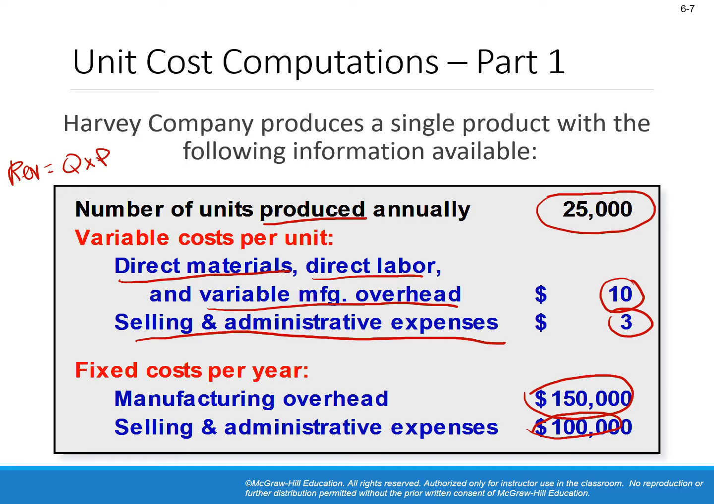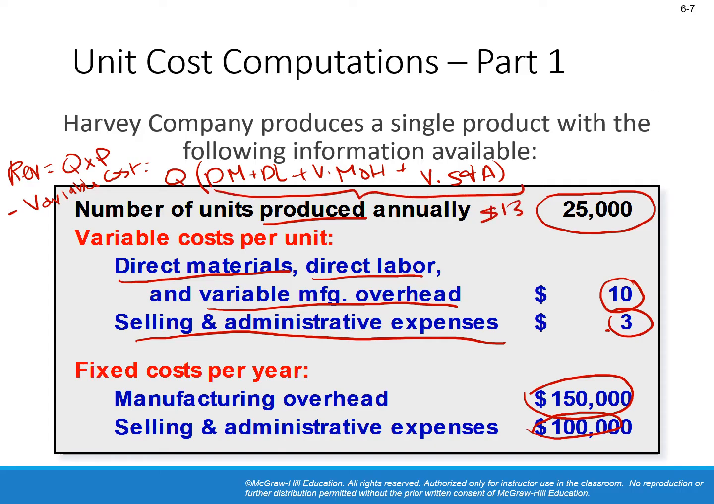multiplied by P minus variable costs, right? And variable cost is basically Q multiplied by the sum of DM, DL, variable manufacturing overhead, and the variable selling and admin expenses, which is the 3. So the sum of these 4 components here is $13, right? The sum of these 2. Okay.